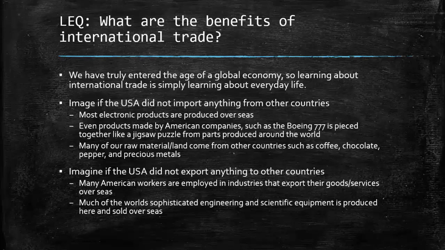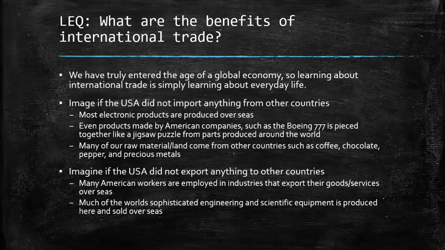Now, let's flip that. What if we did not sell to other countries? So first, many American workers are employed in industries that export their goods or services overseas. So guys, here in America, we have about 360 million people. That means at any given time, we can only sell to 360 million people. There is a limited demand from 360 million people. However, guess what? There's about 7 billion people across the world. So it's in our best interest to open up those markets and sell to them to increase the demand for our products.